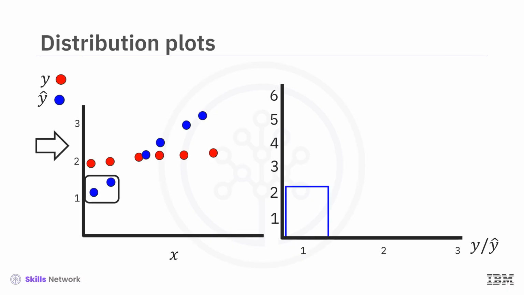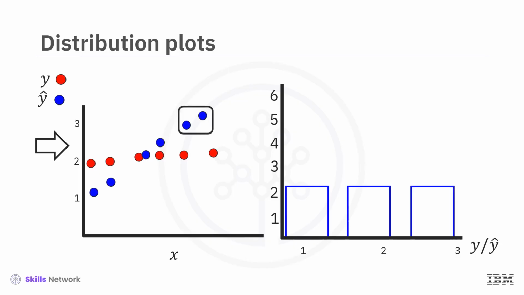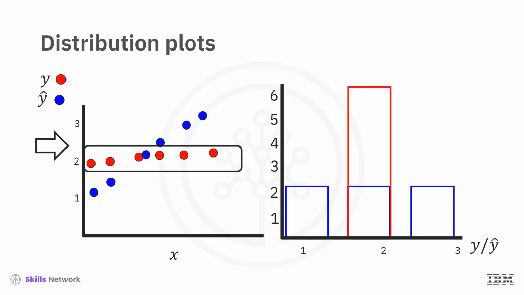We then count and plot the number of predicted points that are approximately equal to 1. We then count and plot the number of predicted points that are approximately equal to 2. We repeat the process for predicted points that are approximately equal to 3. Then we repeat the process for the target values. In this case, all the target values are approximately equal to 2.